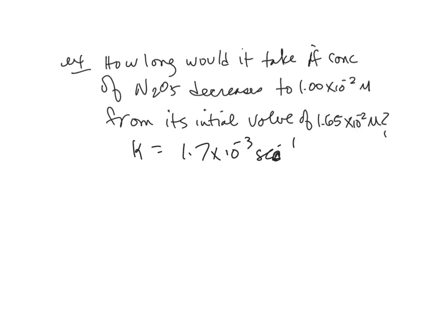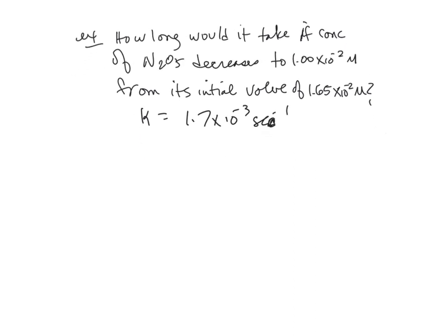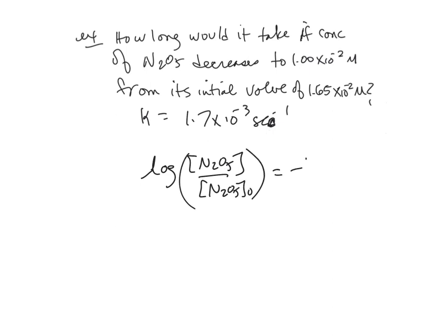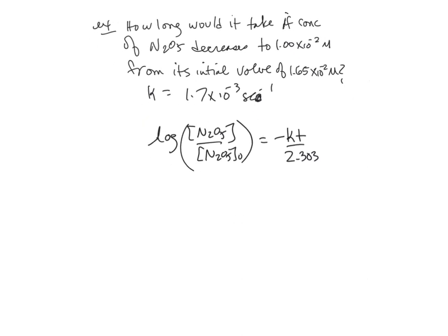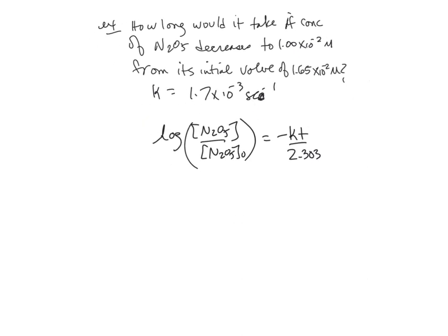Okay, so then we can go ahead and use our integrated equation here. We've got the rate constant, initial and final concentrations. It would make sense to use that equation. So we can say base 10 logarithm of N2O5 divided by N2O5 initial is equal to negative kt over 2.303. We could use the natural log too. In fact, I always do that, but the way the problem's written in my notes here, it's base 10. Doesn't matter, you're going to get the exact same answer.